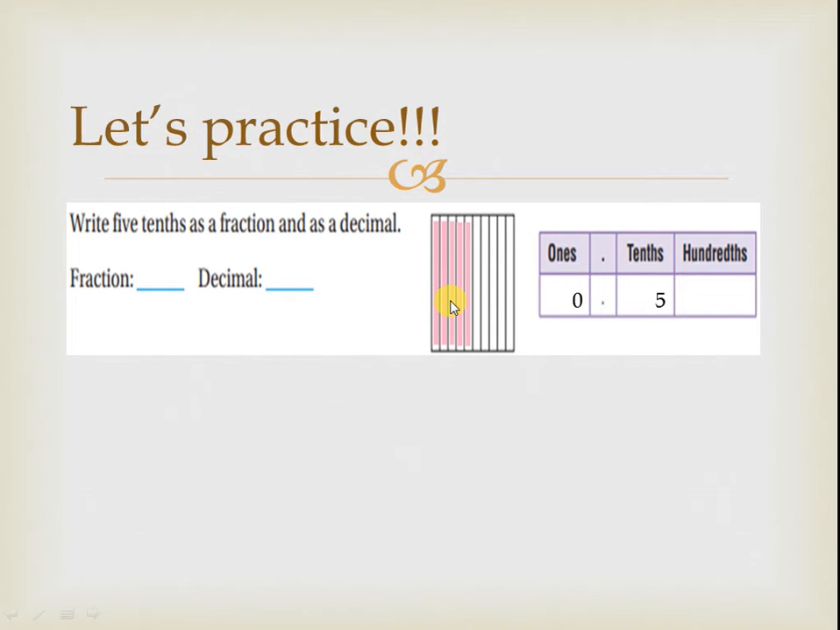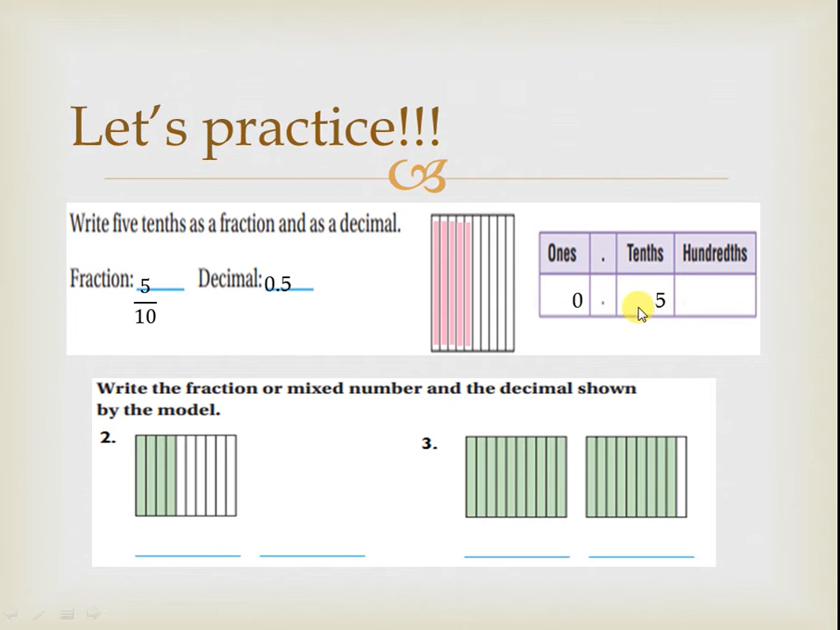Then write it as a fraction. How many parts in all? It's 10. How many colored parts? It's 5. So 5/10. As a decimal, as we see in the place value form here, 0.5. Let's read it again, 0.5. Okay, let's practice again.